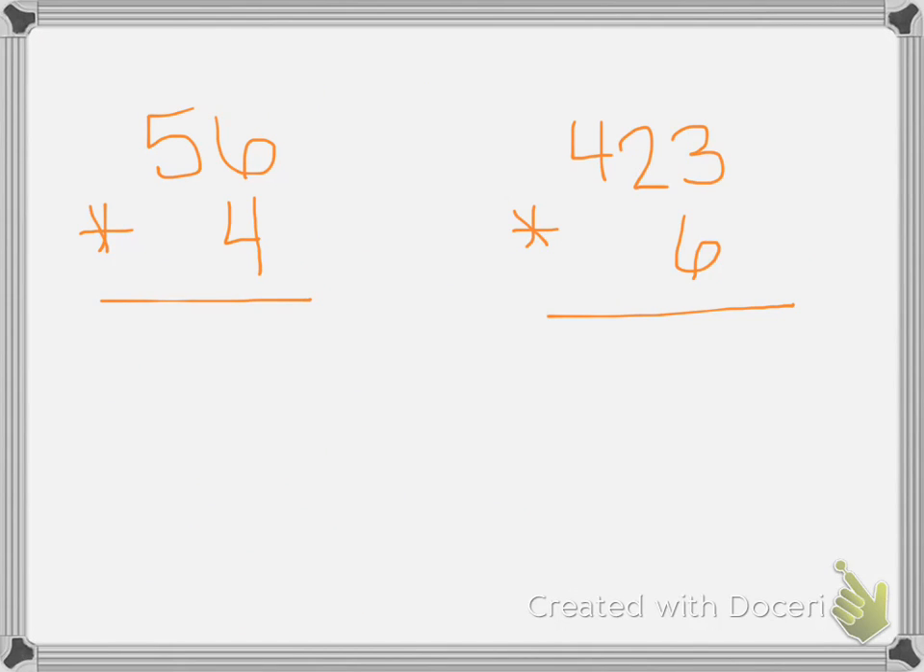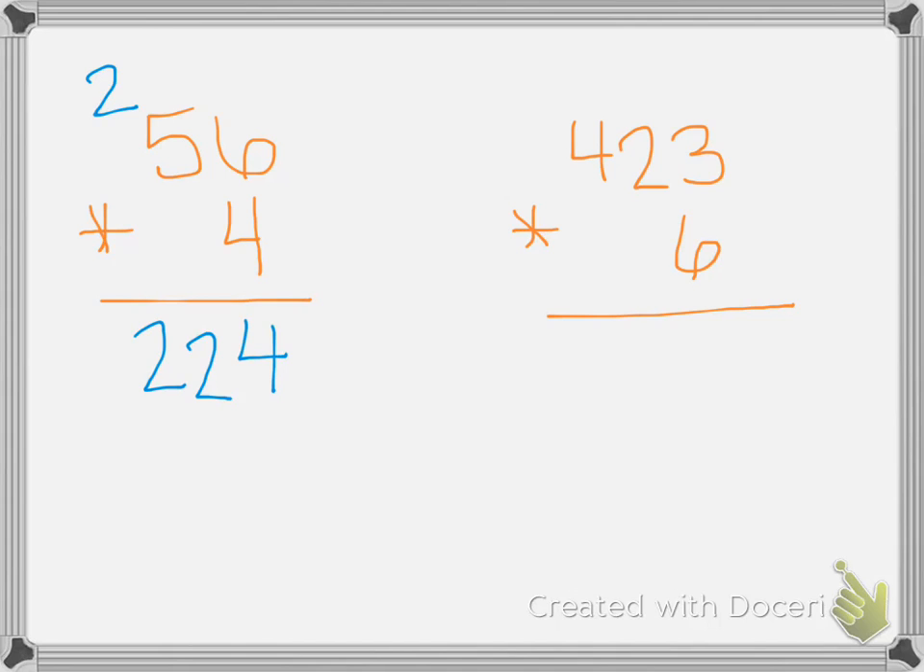Number 4 says solve. So if we look at the first one, 56 times 4, we do 4 times 6 first, which is 24. Write your 4, carry your 2. 4 times 5 is 20 plus 2 is 22. Therefore, the answer is 224.